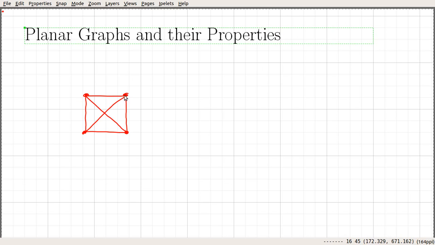So one drawing could be something like this. In this particular drawing, here we have what is called an edge crossing. But here we can see that we could draw this particular graph in a different way, in such a way that there is no edge crossing. For example, one possible drawing could be something like this.